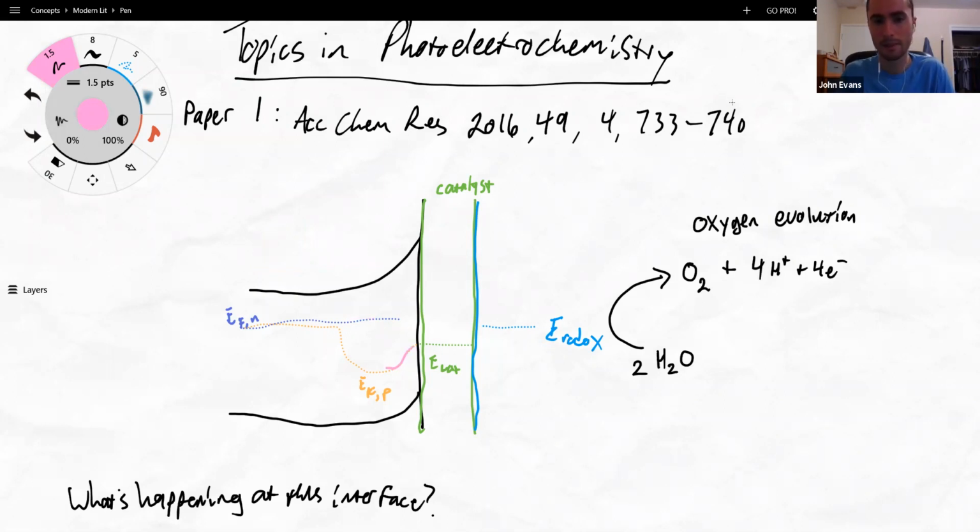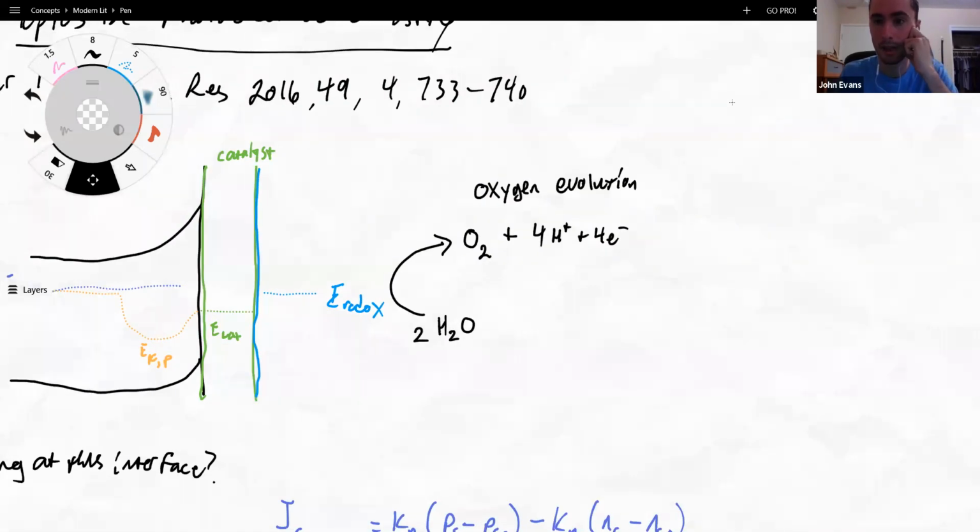Then it comes up here. I think this is from what's called the pinch-off effect, but the band sweeps back up and intersects our catalyst right here. Then we have a little bit of space here, which we'll get into in just a moment. And then we have a redox potential. In this case, we're looking at the oxygen evolution reaction. So this is a paper looking at sort of a solar fuels type motivation.